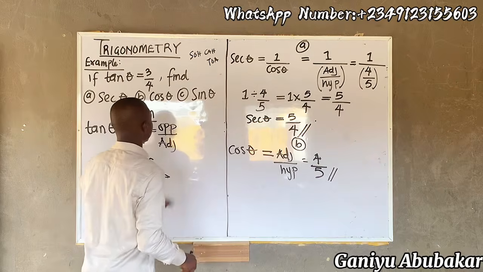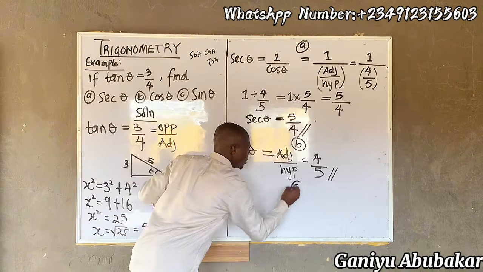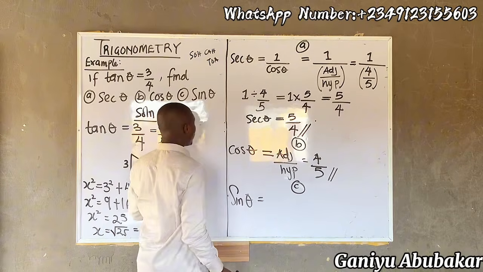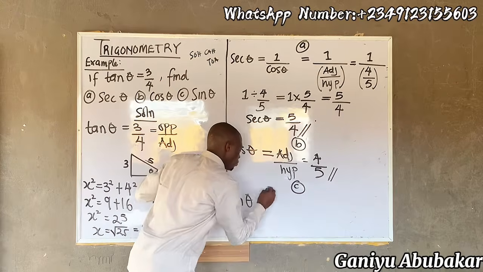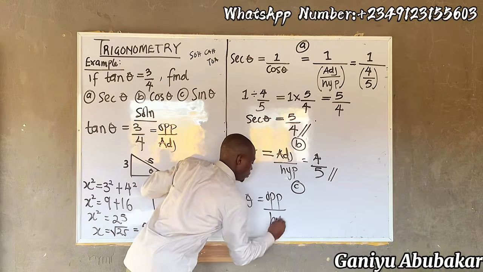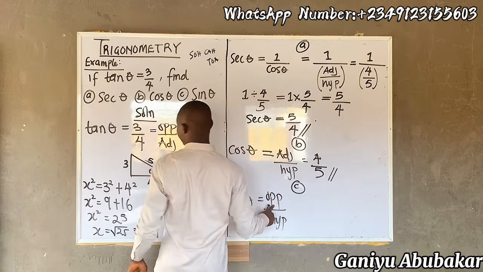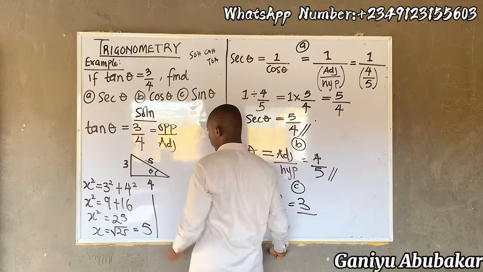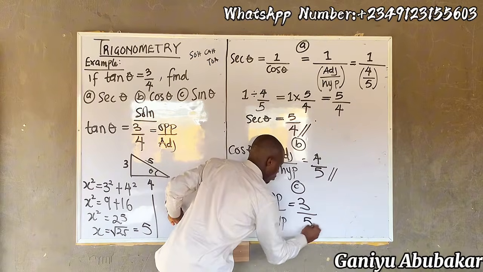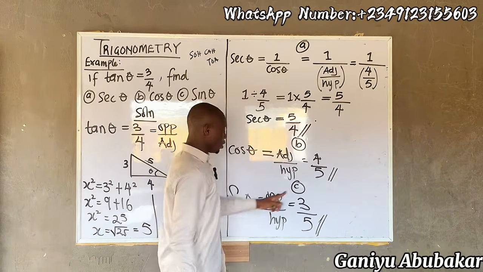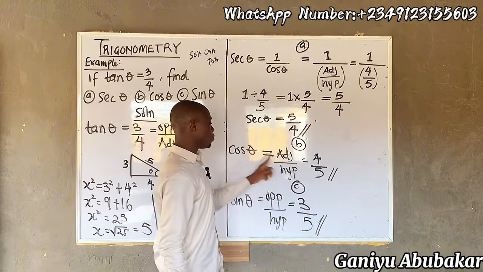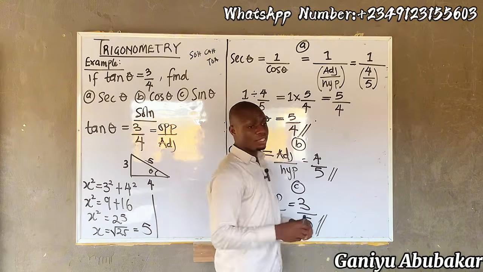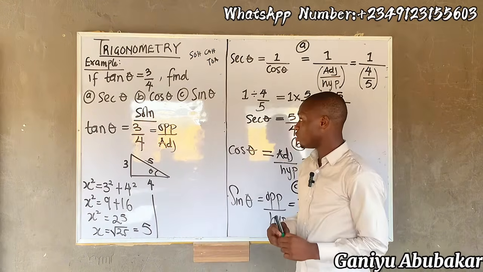Similarly, let's find sine theta. C says find sine theta. What's sine theta? That's opposite over hypotenuse. What's the opposite here? That's 3. This 3 over hypotenuse, of course, is 5. So the sine theta value is 3 over 5. Cos theta value is 4 over 5. And sec theta is 5 over 4. This is how you solve this particular examination question.